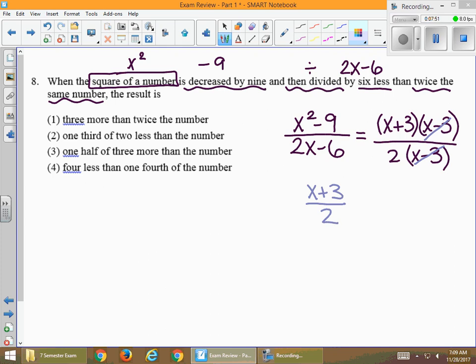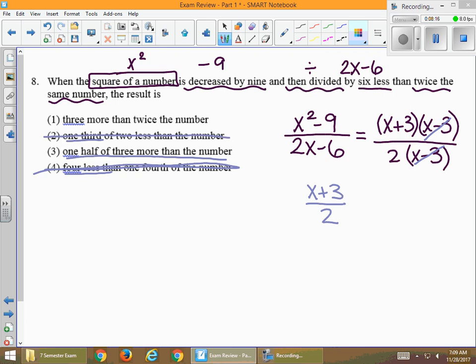So let's try to match that. I'm just going to try to get rid of options first. 4 less than? No. I don't even have to read the rest of that. 1/2 of 3 more than. Okay, that's possible because I have that 2 on the bottom, and dividing by 2 is the same as multiplying by 1/2. 1/3 of, okay, again, just like the 4 less, 1/3 of, no.